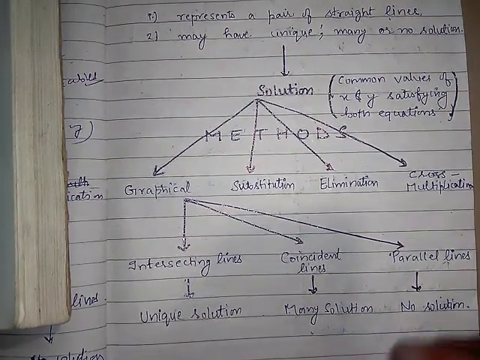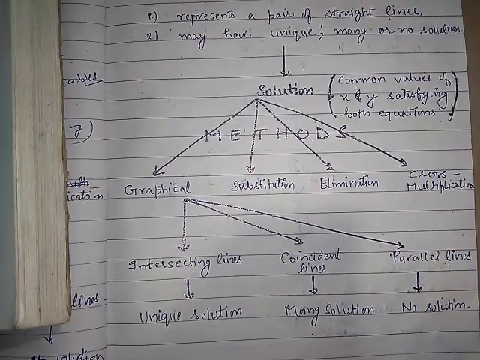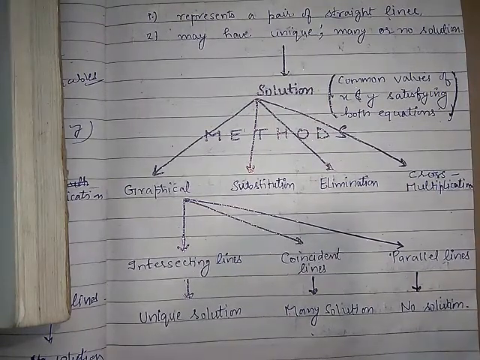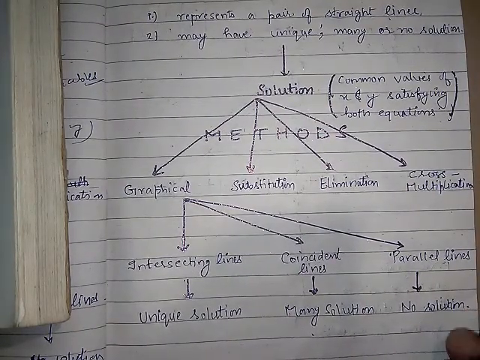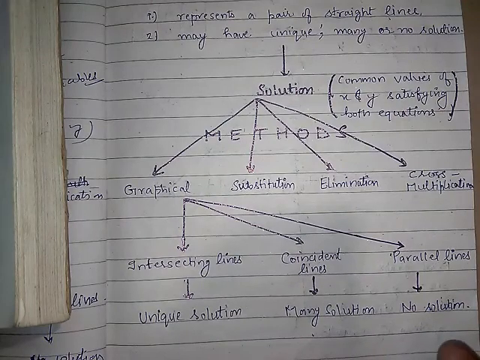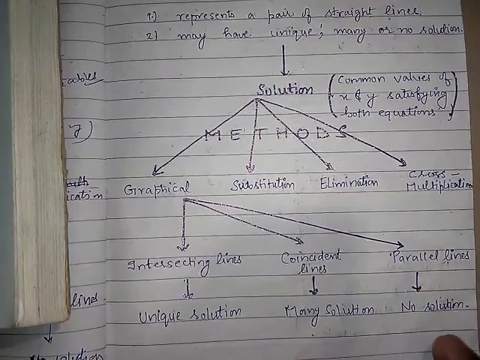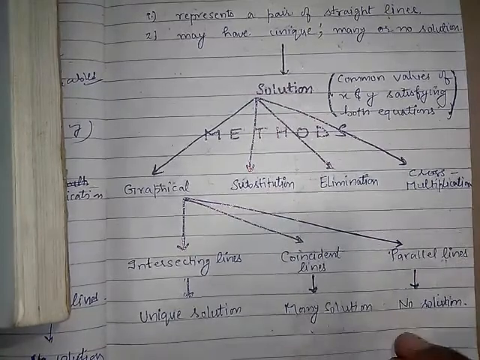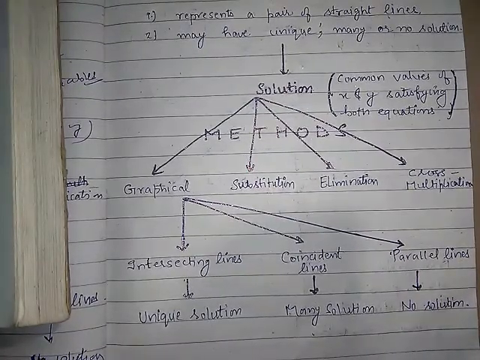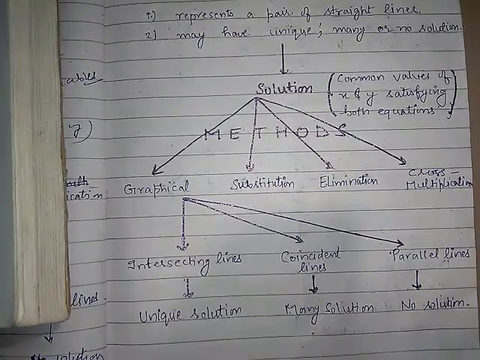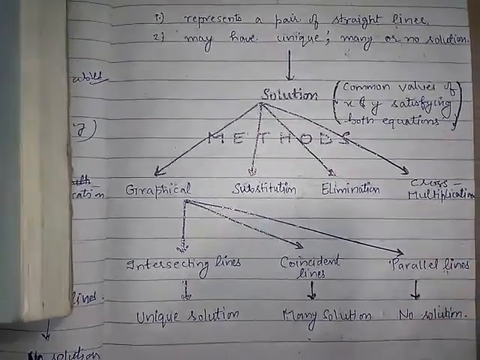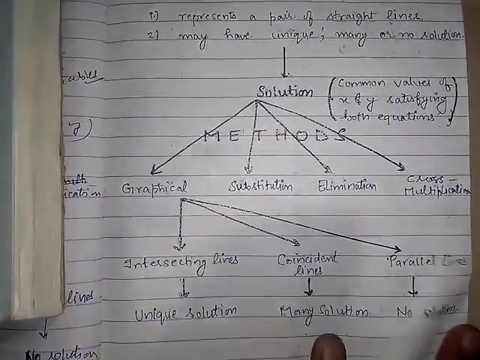When we draw the graph, we will discuss it on another page. Then come to the third one, parallel lines. In case of parallel lines, there will be no solution. I repeat, here solution means common values of x and y we are talking about, right? So there will be no common value in case of parallel lines. Clear? How we can say about the common values? That I will tell you on the next page. Okay. So I hope you have understood the basics of this chapter. That will really help you in solving the problems.